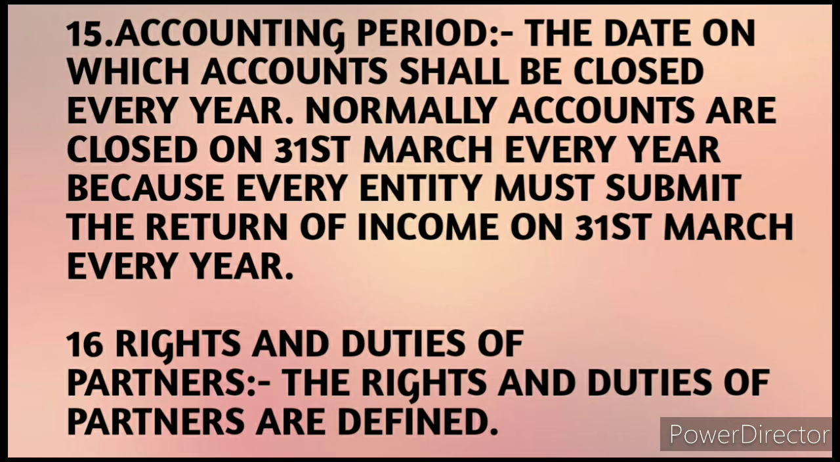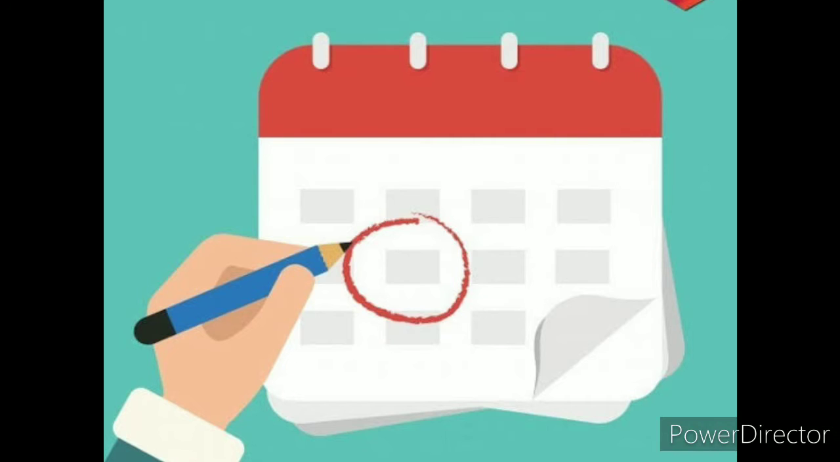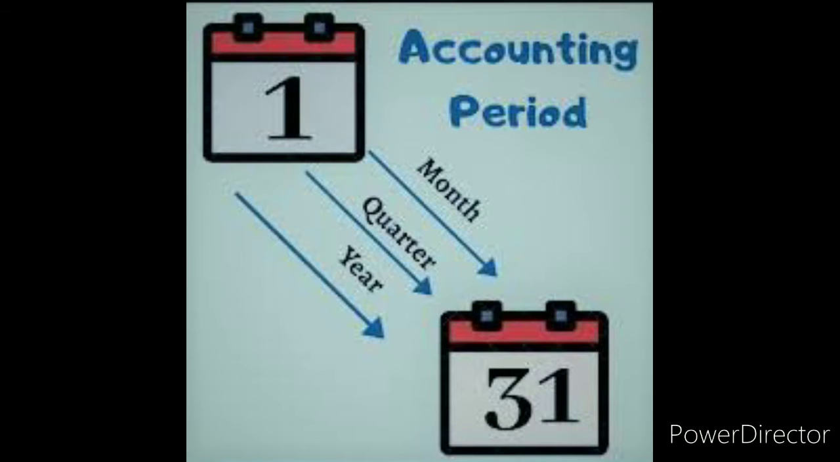Next is accounting period. Accounting period is basically 12 months, that is 1 year, that starts from 1st April to 31st March every year. At the end of the accounting year, the companies will prepare the final accounts, and the date on which accounts shall be closed every year. Normally, accounts are closed on 31st March every year because every entity must submit the return of income on 31st March every year.